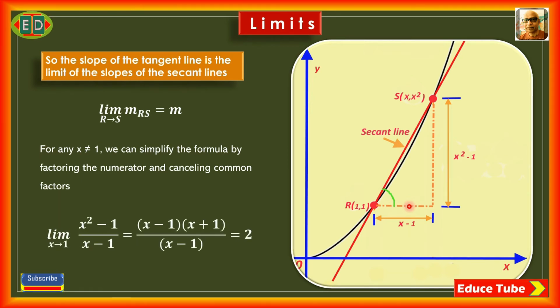Here the slope of the tangent line is the limit of the slopes of the secant lines. It's very important. So limit of MRS equals m as S approaches R. For any x not equal to 1, we can simplify the formula by factoring the numerator and cancelling the common factors. And as a result, we got this value, 2.